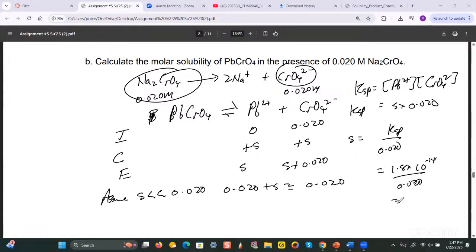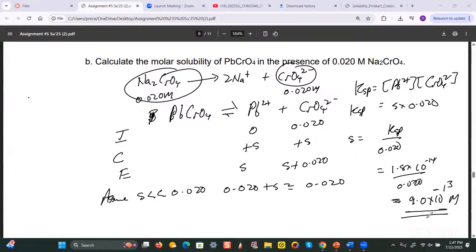When we do that calculation, 1.8 times 10 to the minus 14 divided by 0.020, and according to my calculation, when rounded off to 2 sig figs, the answer is 9.0 times 10 to the minus 13 M.